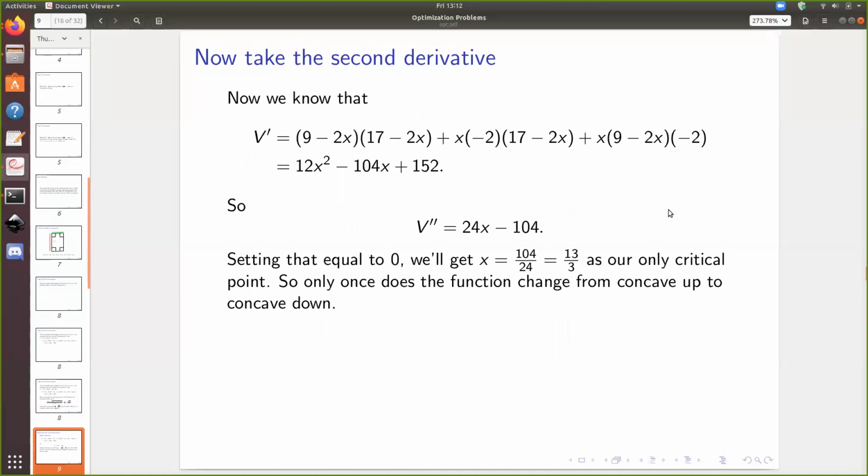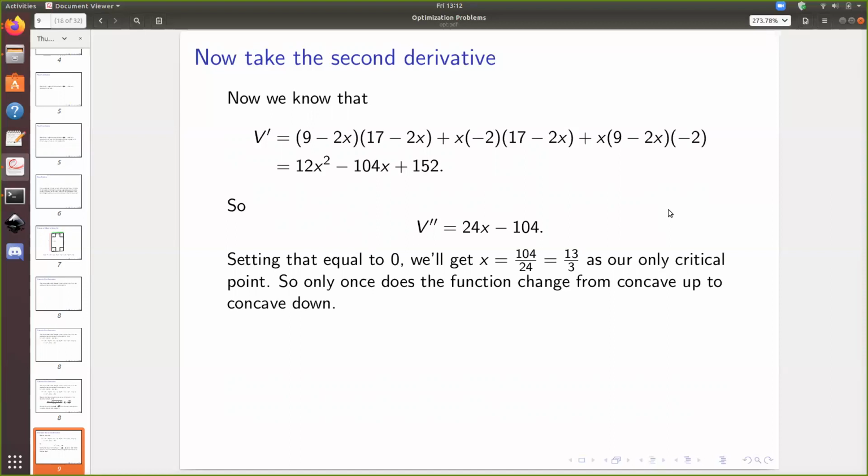Okay, so here's our first derivative that I just restated. What we get from this is a much easier second derivative to take. You just do the power rule 3 times. And we'll get that v double prime is equal to 24x minus 104. So set that equal to 0, and you get that 13 over 3 is where we have a change in concavity, which is our inflection point. That's what I meant to say.